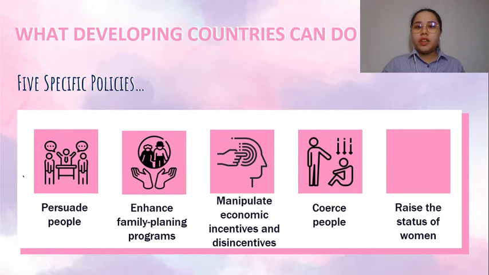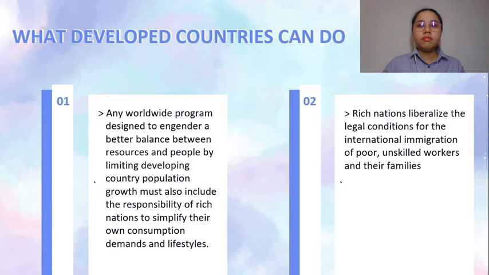Fourth is to coerce people into having smaller families through the power of legislation and penalties. But obviously, it is unethical and people will not accept it. Last is to raise the social and economic status of women, which is the most effective way of controlling fertility. When a woman is economically independent, she is in a better position to exercise control over the choice of partner and the timing of marriage. Next, what can developed countries do?